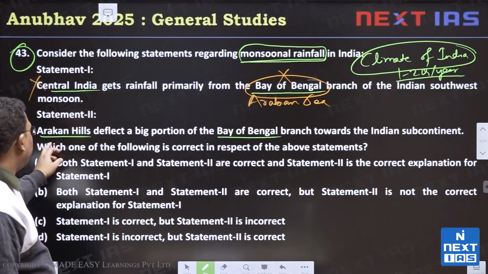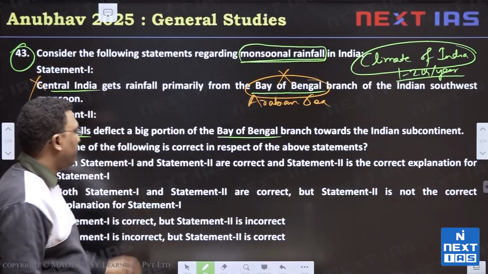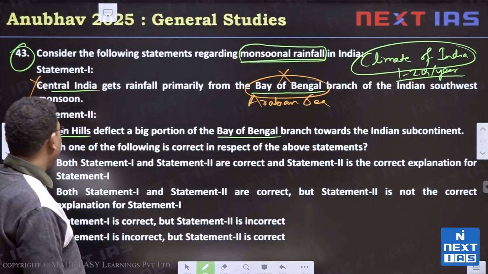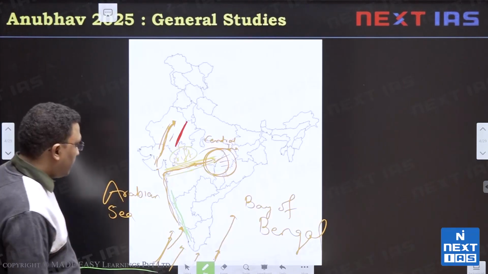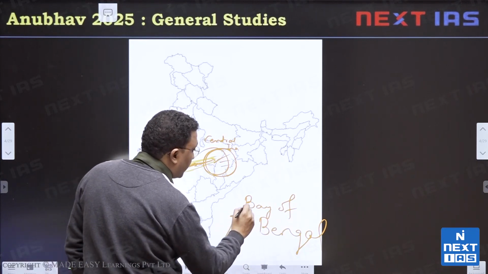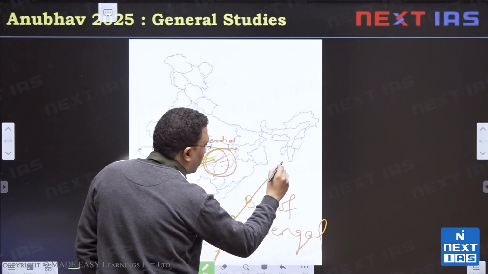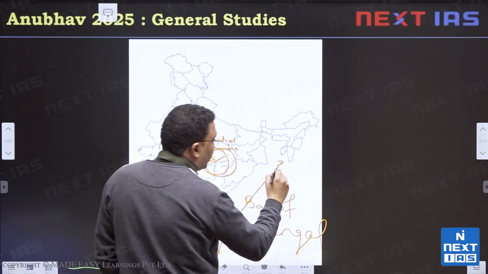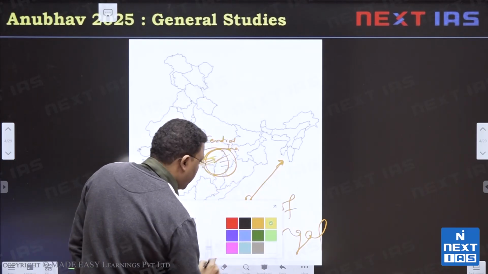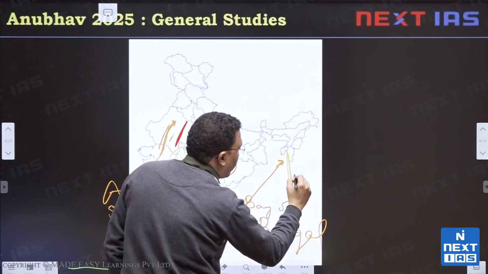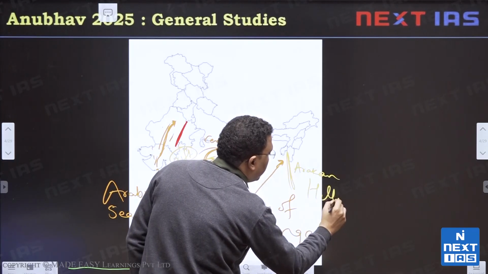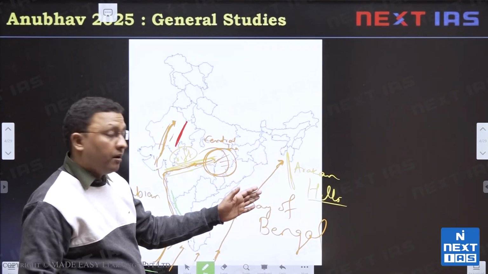Now second statement says Arakan Hills deflect a big portion of the Bay of Bengal branch towards the Indian subcontinent. So let's see if this is correct or not, right? Now we will see what happens to Bay of Bengal branch. Bay of Bengal branch advances like this and it reaches up to here, right? And as soon as it reaches near Myanmar coast, it encounters this hill called Arakan Hills. Arakan Hills, which is located along the coast of Myanmar, right?